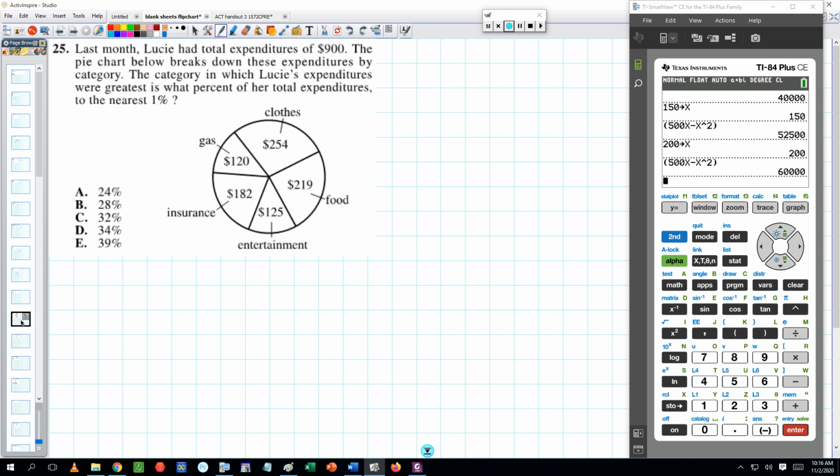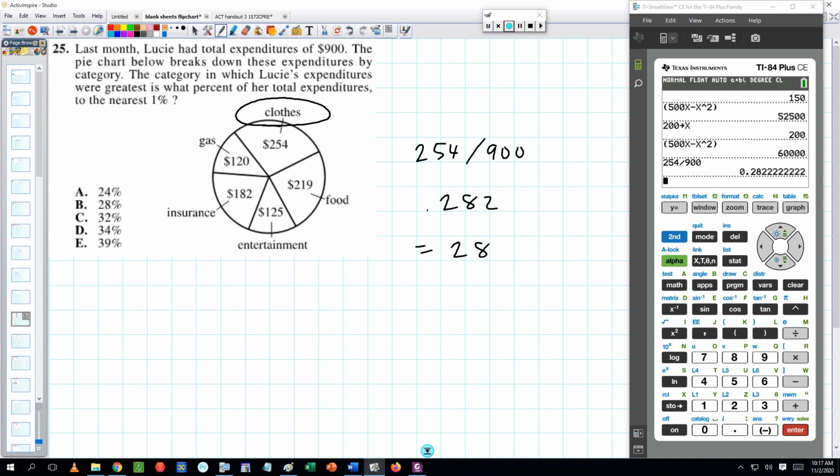Last month, Lucy had total expenditures of 900. The pie chart breaks down these expenditures. The category in which Lucy's expenditures were greatest is clothes. Is what percent of her total expenditure to the nearest percent? So we'll take 254 and divide that by 900 and change that to a percent. 0.282, so that is 28%. Letter B.